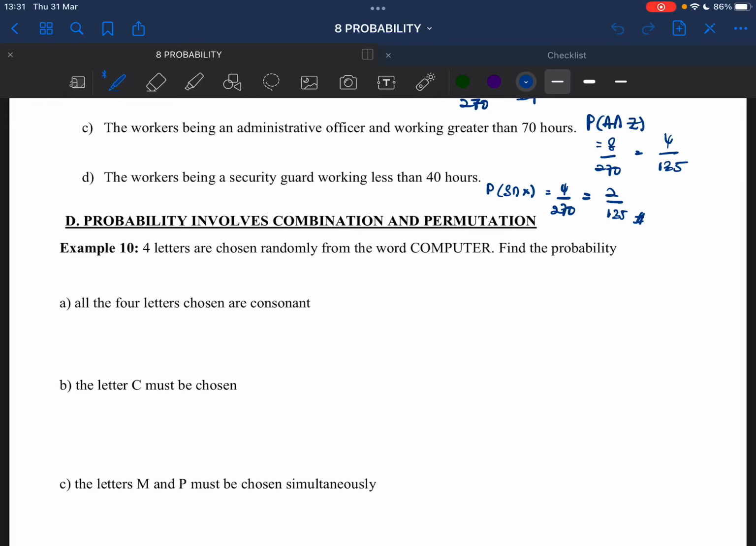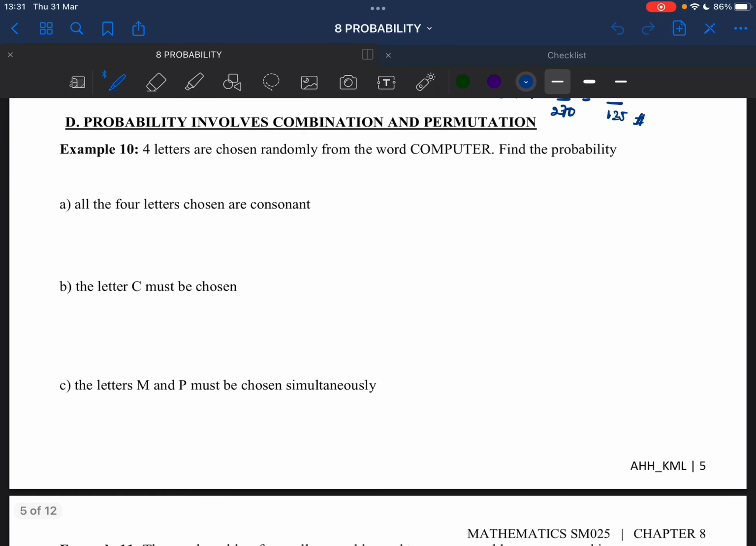Okay, next we are going to see the probability involving combination and permutation. What you have learned from chapter 7 is very important for this subtopic in chapter 8. So let's just go straight to example because you have already learned your chapter 7.